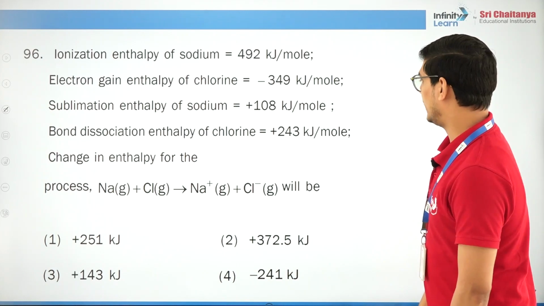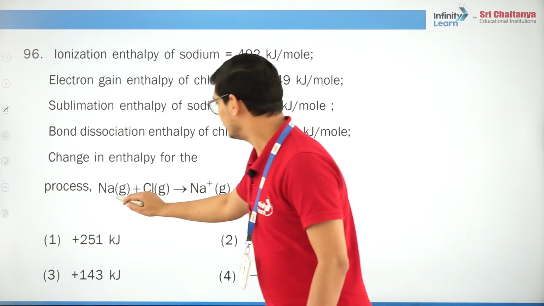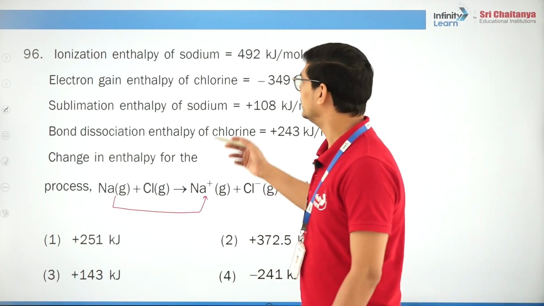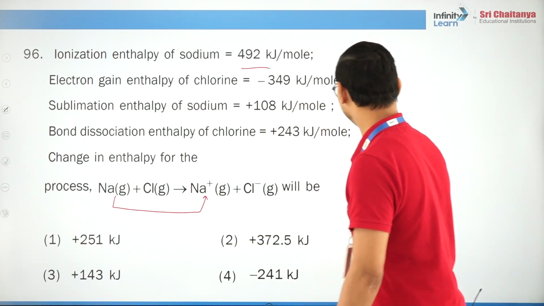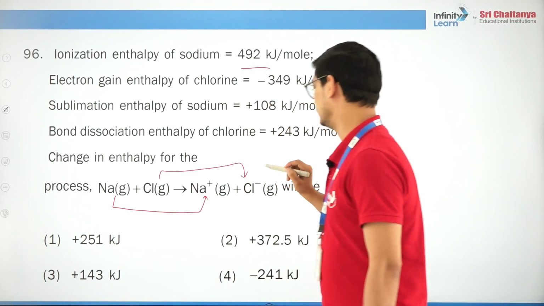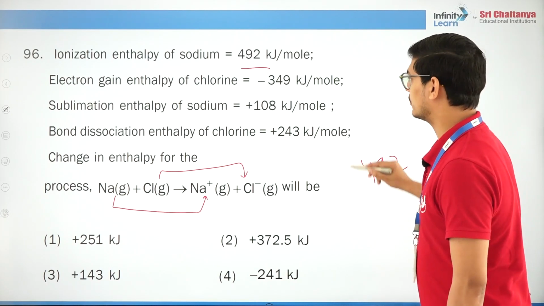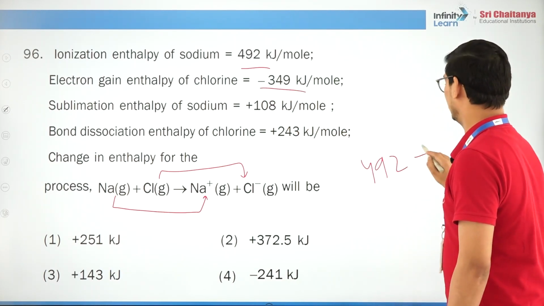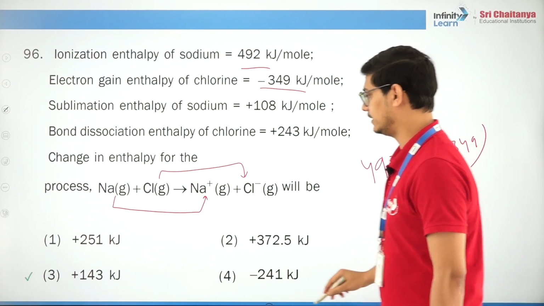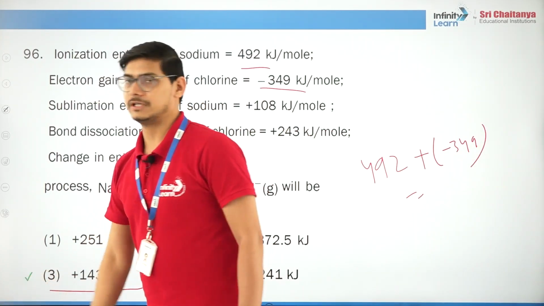Okay, we have to find, it's similar to that, right? Sodium gas is giving you sodium cation gas, right? So ionization enthalpy, which is 492, and chlorine gas is converting to chloride gas, right? So basically electron gain enthalpy of which is negative 349. So you can calculate this, it's very easy. Answer will come out to be 143, right?